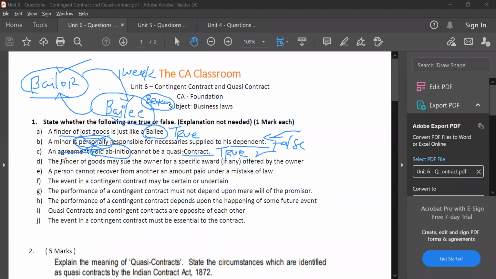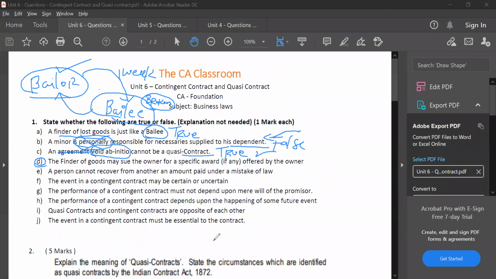Next, fourth one. The finder of goods may sue the owner for a specific award, if any, offered by the owner. Answer for D. Finder of goods may sue the owner for a specific award. So can you explain the question?